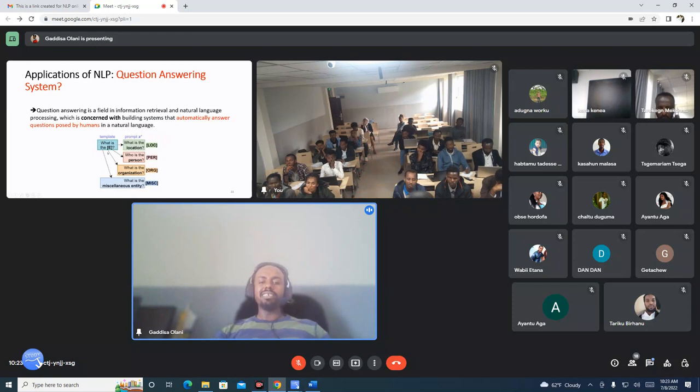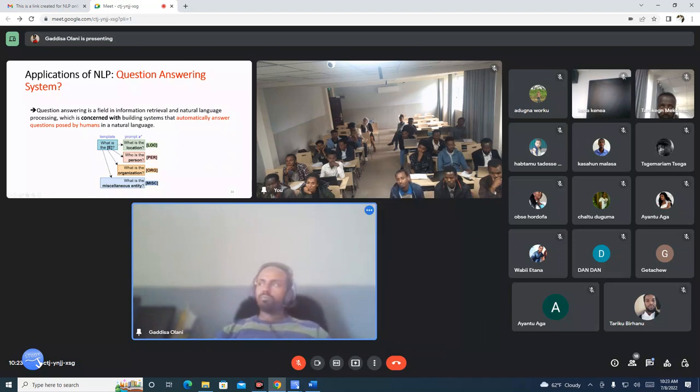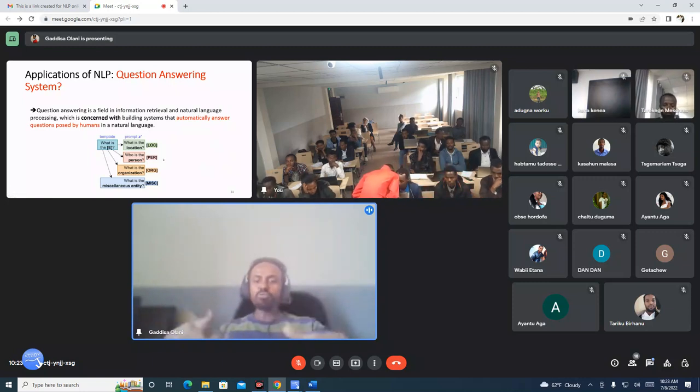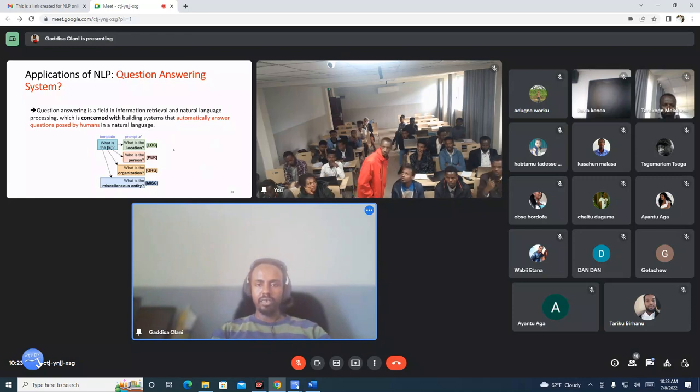For example, what is Yerojenu? The model needs to know that you are asking for location. So the answer must be something that's related to location. And if the user is providing who is, then you are asking about a person. So the output must be something related to a person. What is it? So in this case, it is the organization. So NLP will allow us to build a model that reacts to human questions in such a way.